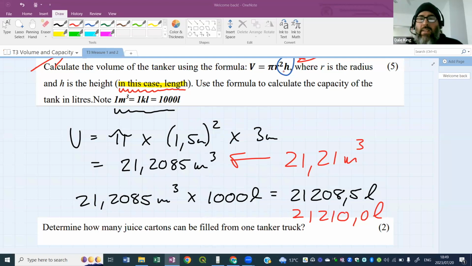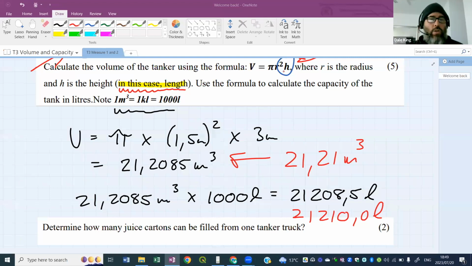Some examiners make allowance for this, but the matric memo should read 21208,5 because you only round off at the end of a question. Do not round off during a question. So some of you might have a slightly different answer to that. Okay, next question. Here we go.